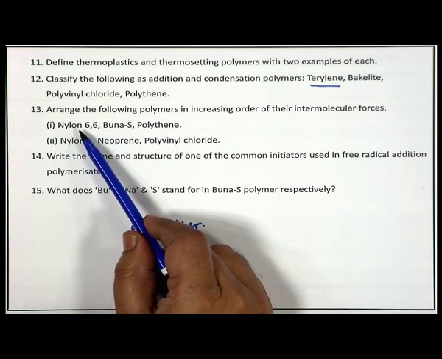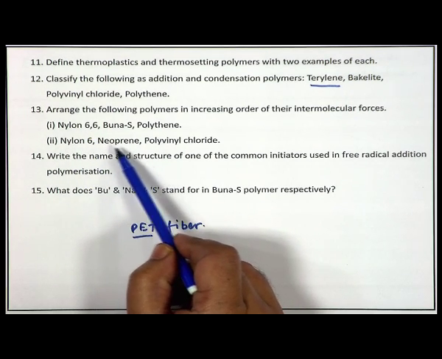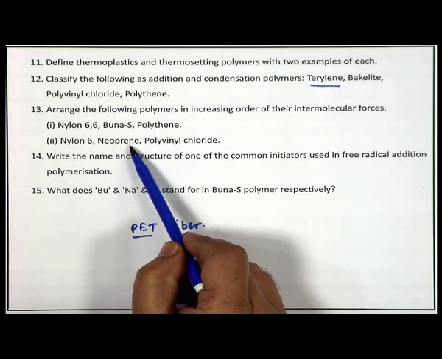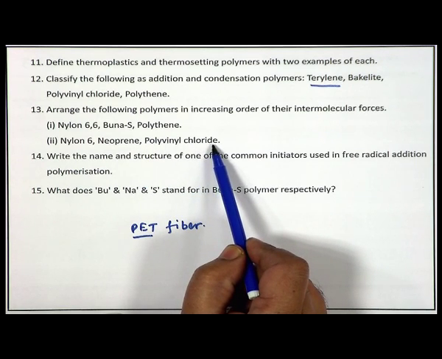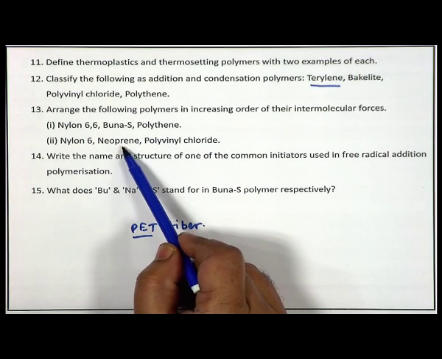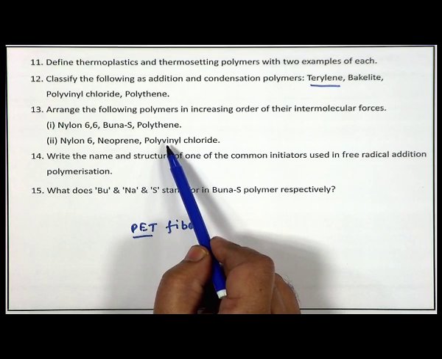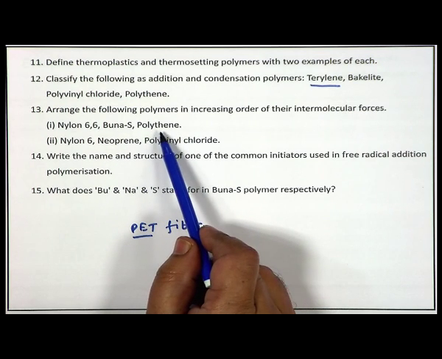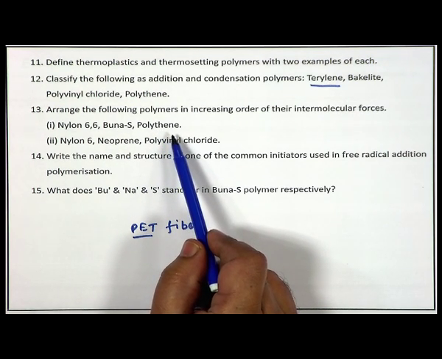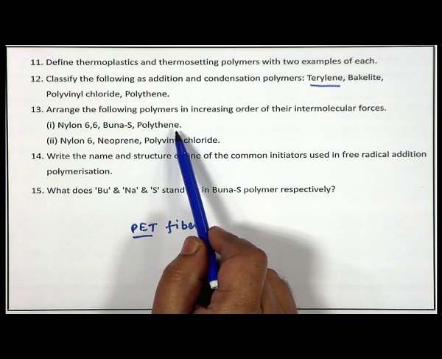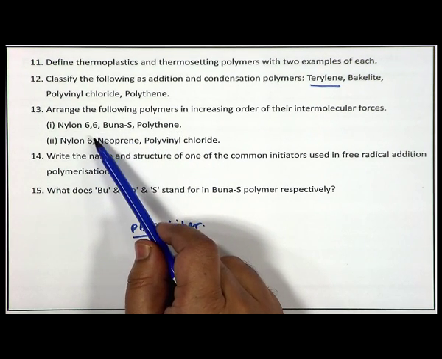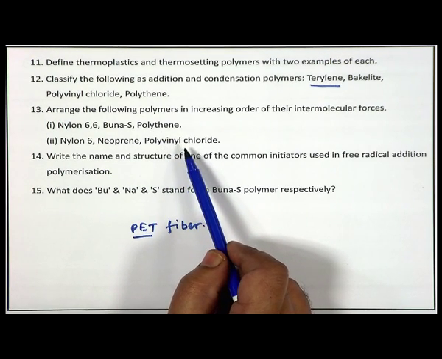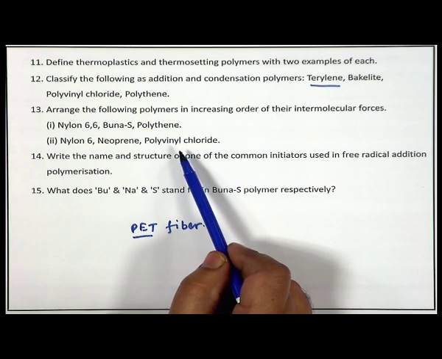Similarly, in this case also, nylon 6 is again a fiber, neoprene is an elastomer and polyvinyl chloride is a plastic. So, this will have the least, this will have the highest and this will have in-between intermolecular forces. So, if you get this type of question, you have to find out which category they belong to, and once you know whether they belong to plastics or fiber or elastomer category, then you can know the extent of intermolecular forces they have between the chains.